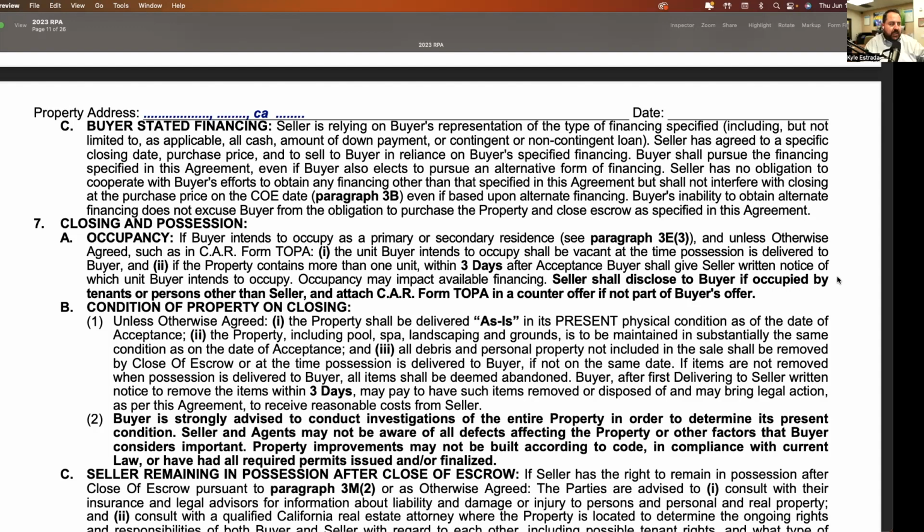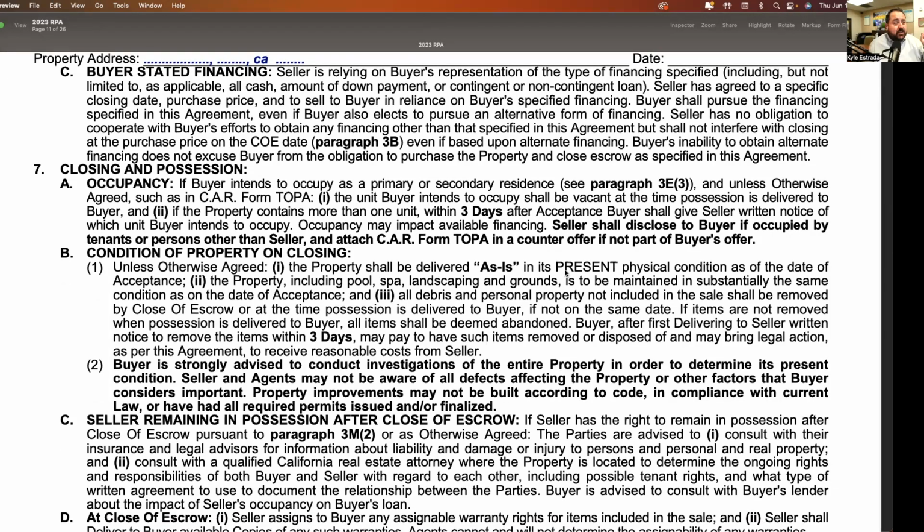Okay? Let's look at the condition of the property on closing. Unless otherwise agreed, the property shall be delivered as is in its present physical condition as of the date of acceptance. The property, including pool, spa, landscaping, and grounds, is to be maintained in substantially the same condition as on the date of acceptance, and all debris and personal property not included in the sale shall be removed by close of escrow or at the time possession is delivered to buyer, if not on the same date. If items are not removed when possession is delivered to the buyer, all items shall be deemed abandoned.